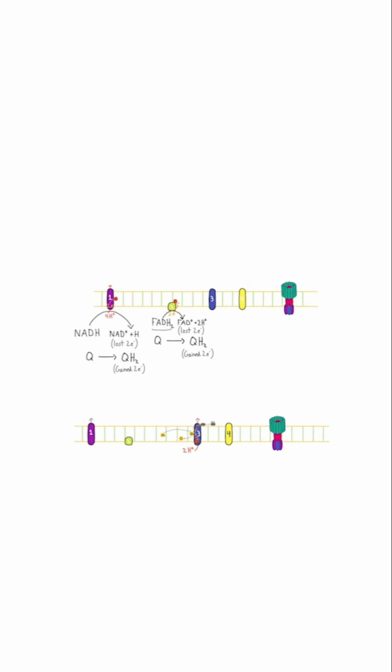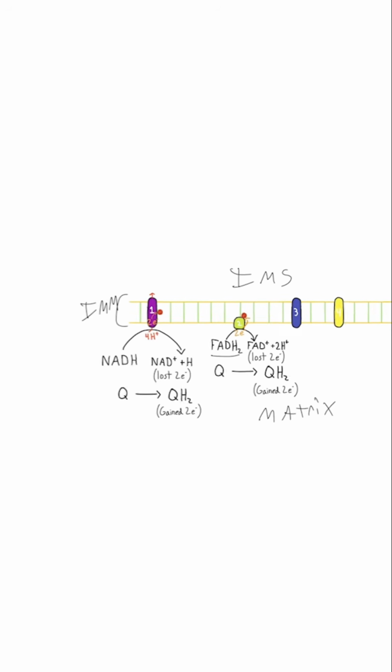We are going to start by looking at complex 1 and complex 2. First, let's establish that this is the inner mitochondrial membrane. That makes this the inner membrane space, and down here is the matrix. We're going to start with looking at complex 1 and complex 2.